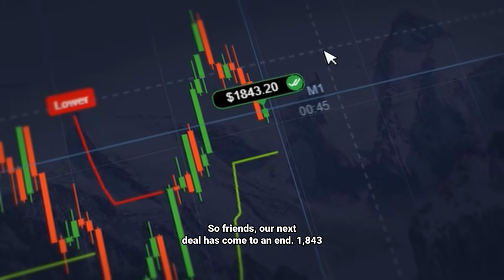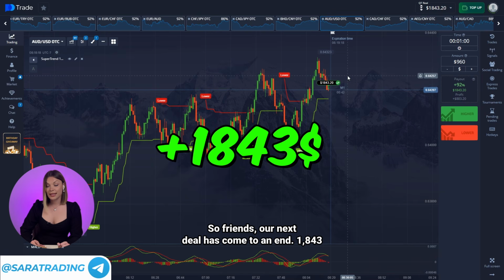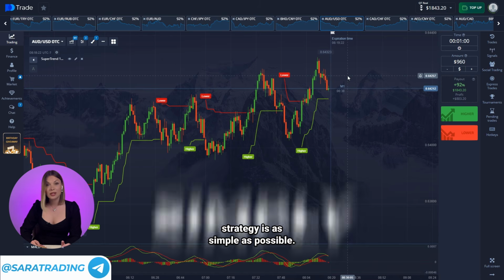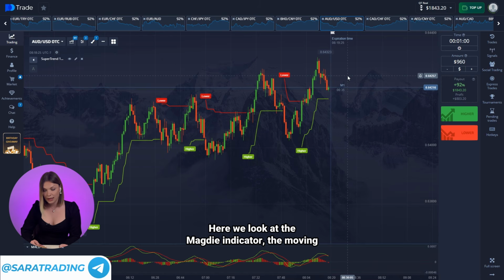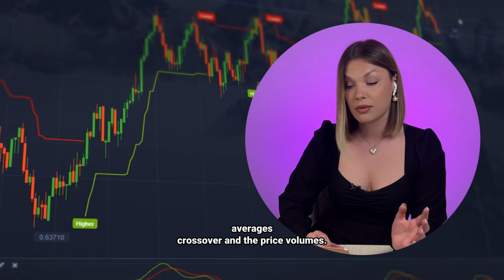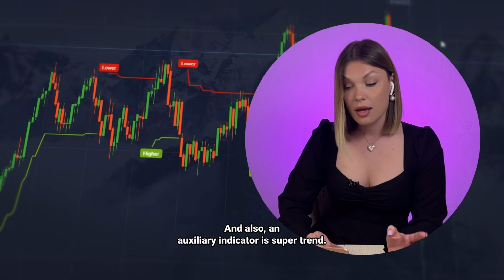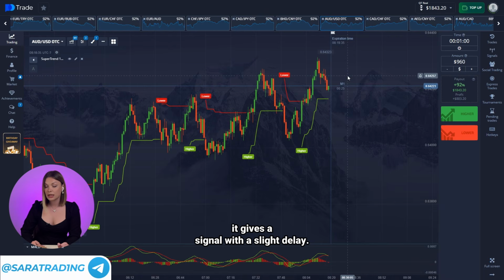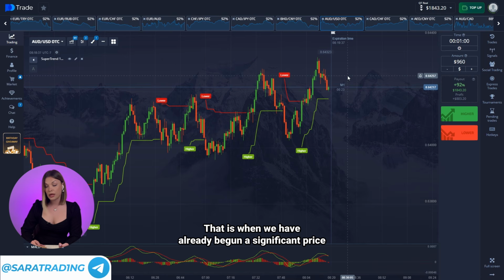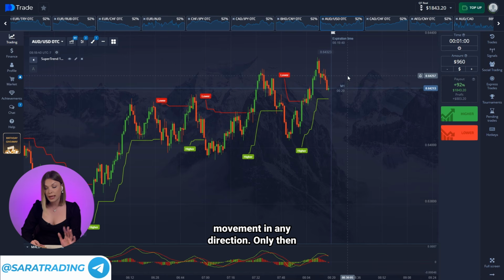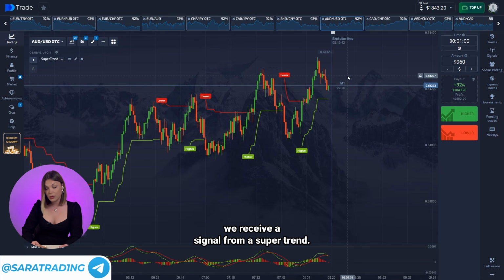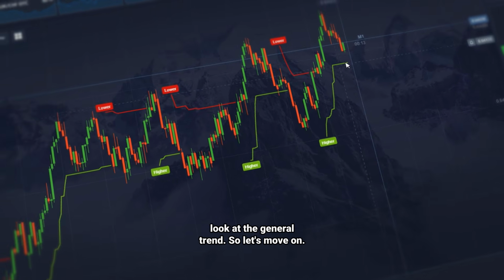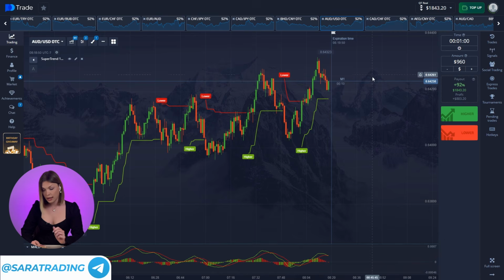So friends, our next deal has come to an end. $1,843 on our balance. As you can see, the strategy is as simple as possible. Here we look at the MACD indicator, the moving averages crossover and price volumes. And also an auxiliary indicator is Super Trend. Unfortunately, you may have noticed it gives a signal with a slight delay. That is, when we have already begun a significant price movement in any direction, only then we receive a signal from the Super Trend. Therefore, no matter how much you count on it, still look at the general trend. So let's move on. Next currency pair.